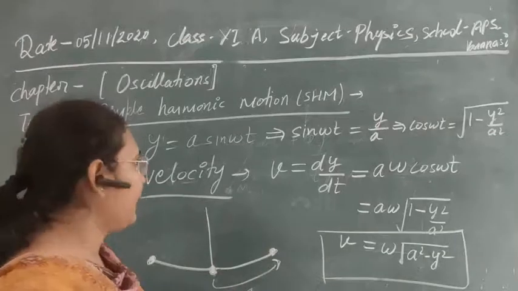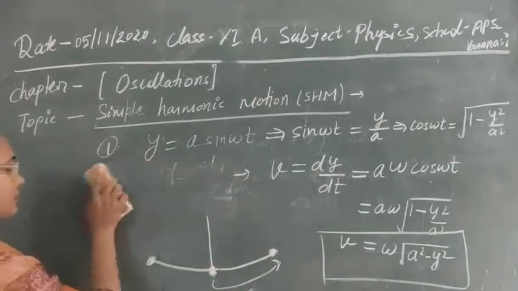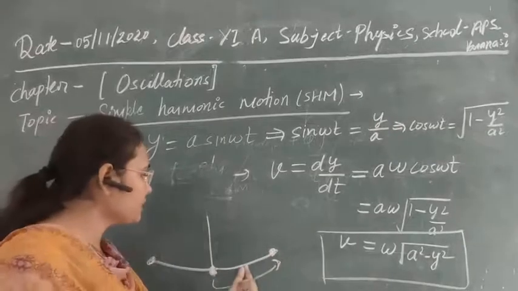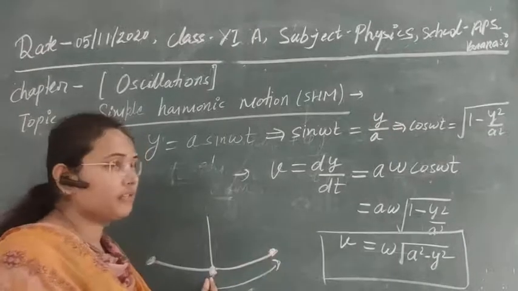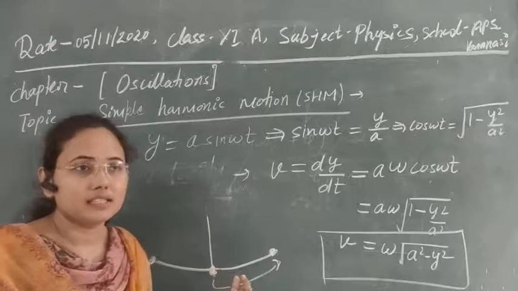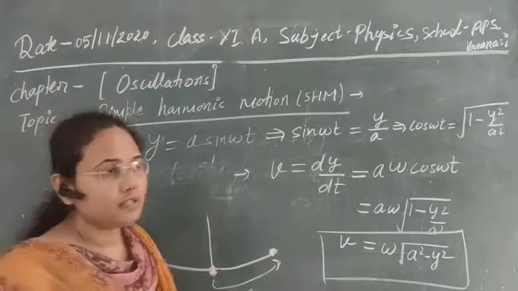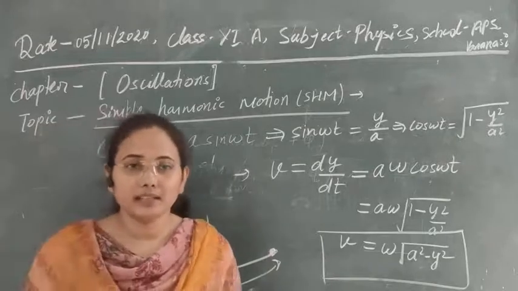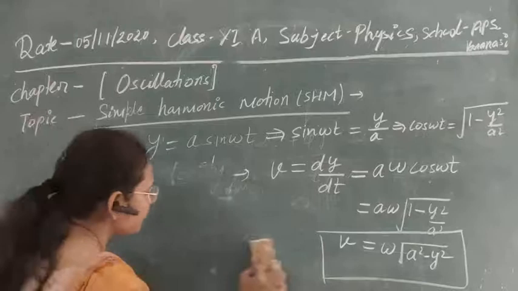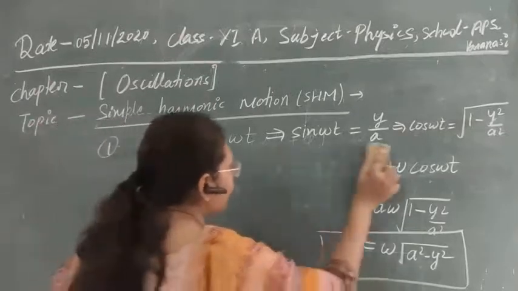Now we can calculate the acceleration of the system. As you are seeing, here velocity is 0, here velocity is maximum, and with time velocity is changing, and if velocity is changing with time, then definitely you can say that there is an acceleration in that motion. So what will be the acceleration in this case? We can calculate that.